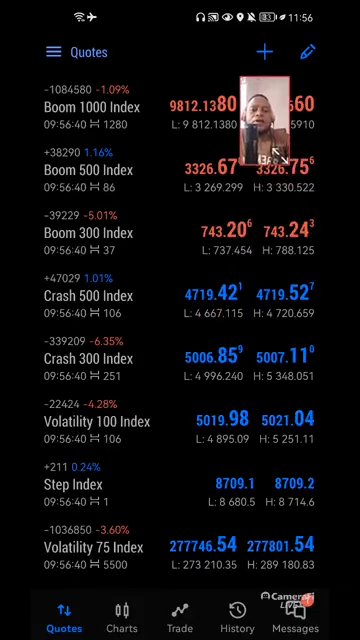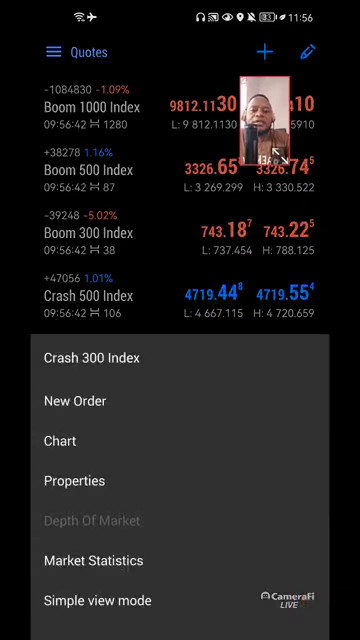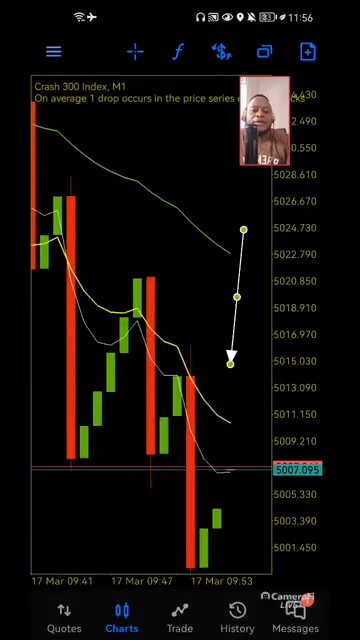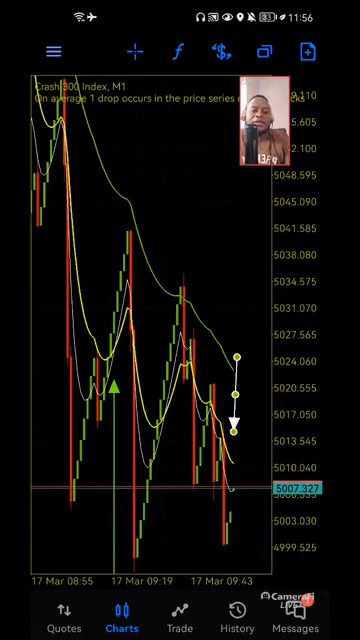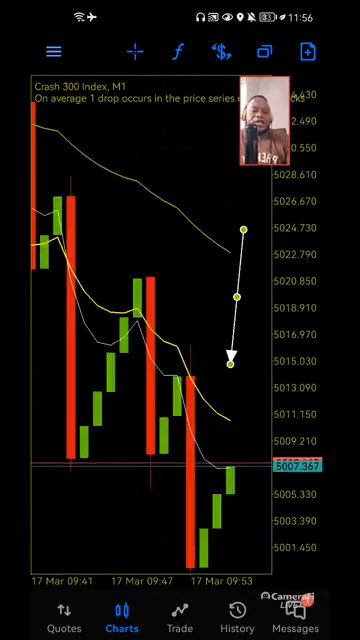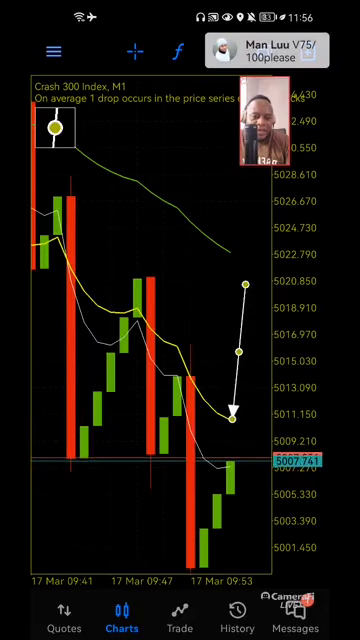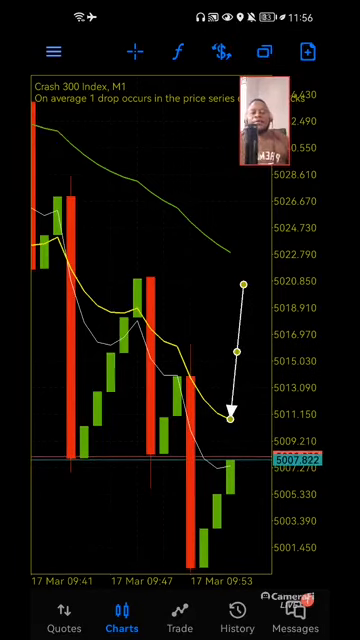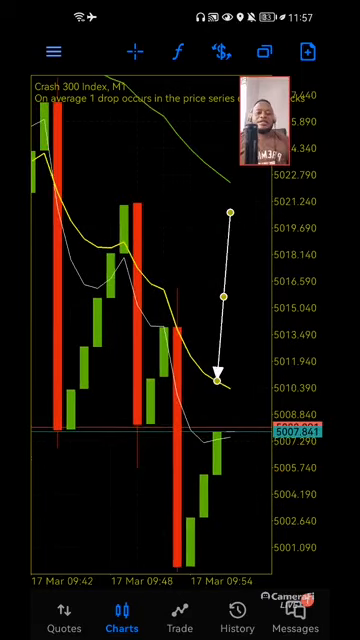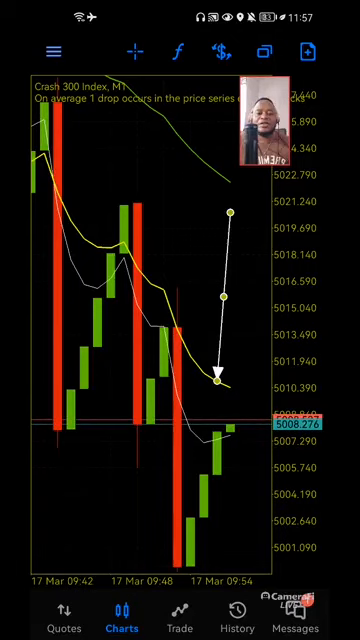That's Boom 500. That's Crash 300. Where are we on Crash 300? We are approaching this yellow line on Crash 300, which means as you see that you are approaching it, hey, don't waste time.